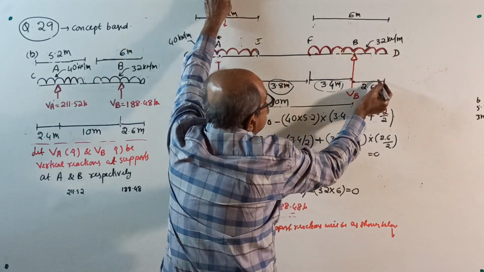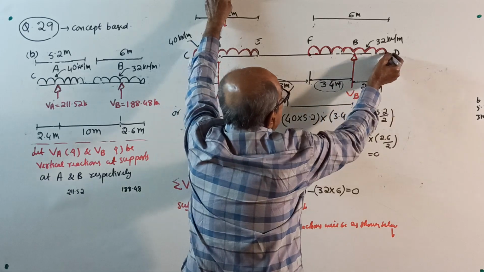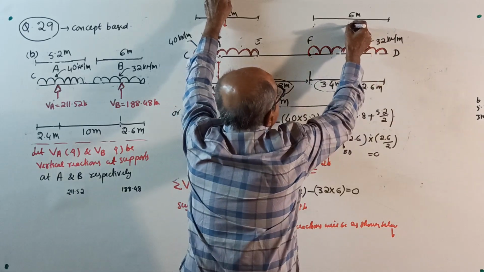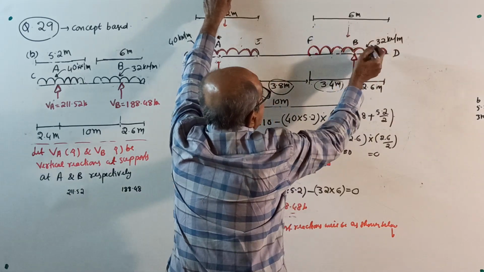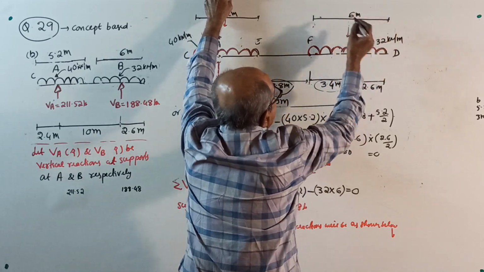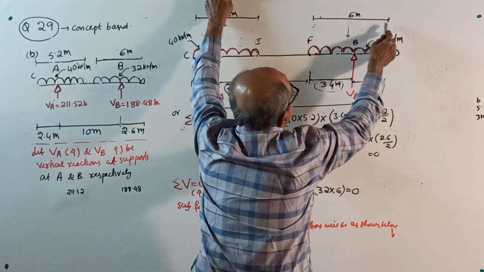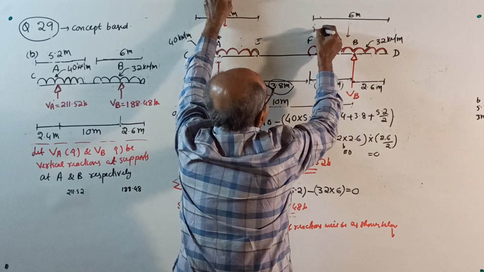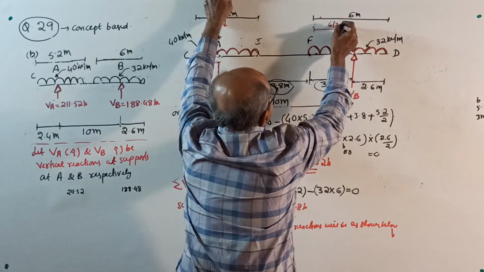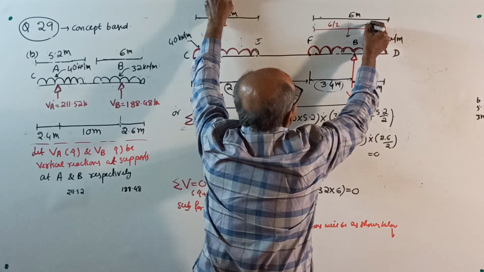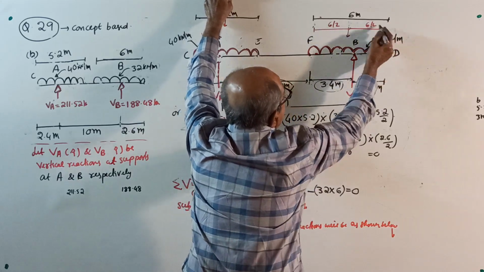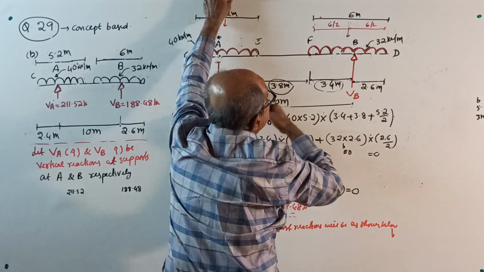Then this is 2.6, this is 3.4. The entire UDL will pass here. How much is it? 32 into 6 is the load. And this is 3.4, this is 2.6. 6 means 3 and 3. See, this is 6 by 2, this also is 6 by 2. So 6 by 2 is 3, so it will come left of B.